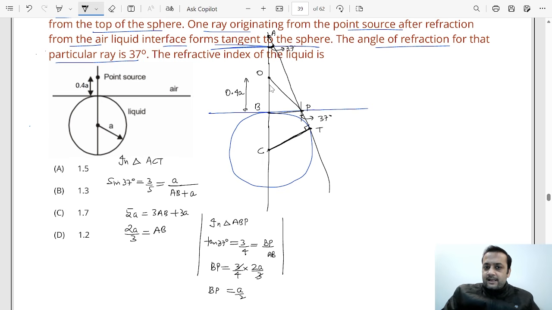Now the question is almost over. Let's say that this angle is I, the angle of incidence. Basically you can see that this angle will also be I, because these two are alternate angles. So if this angle is I, this angle will also be I, right?